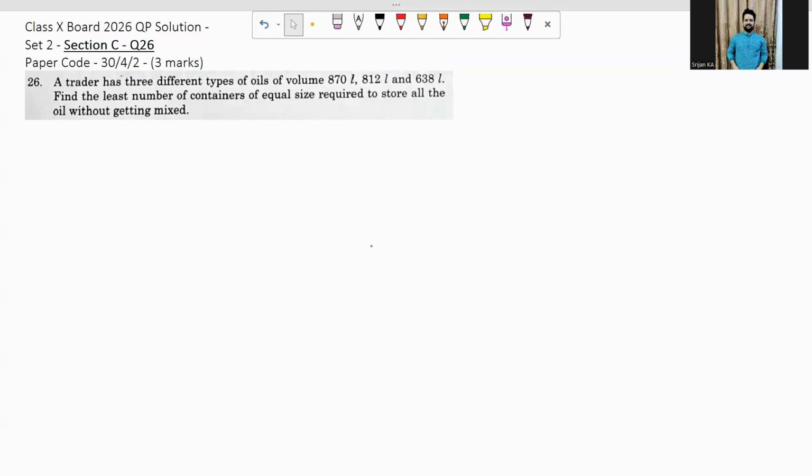Hi all. We are solving question number 26 now. This is section C and the question is of 3 marks. So yeah, stakes are high.